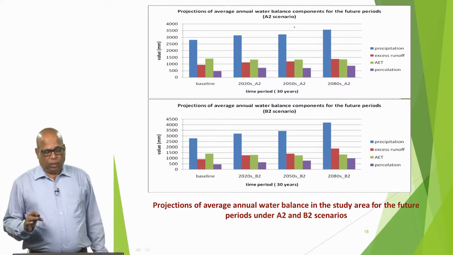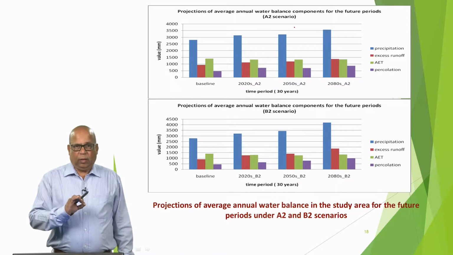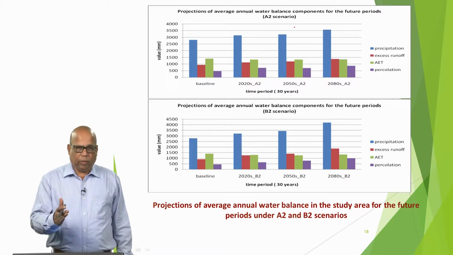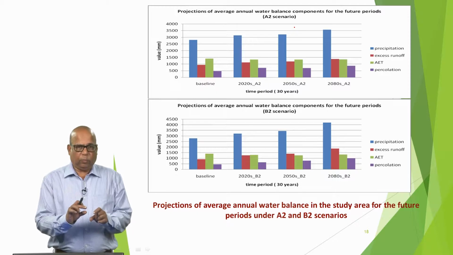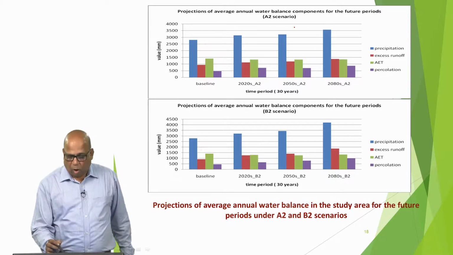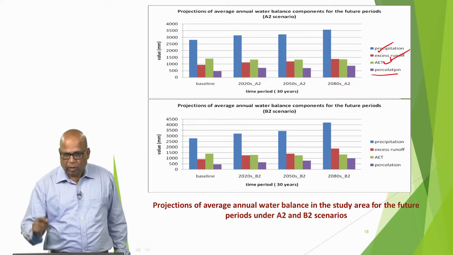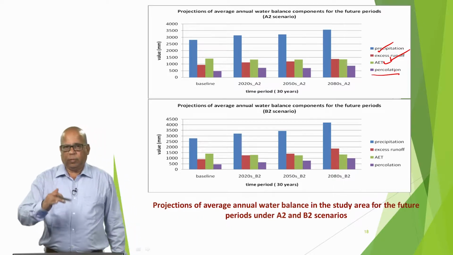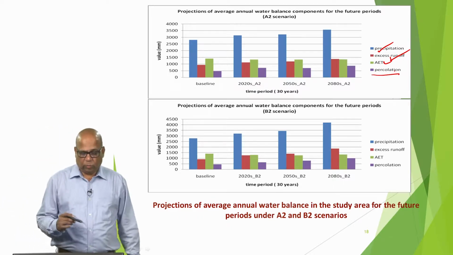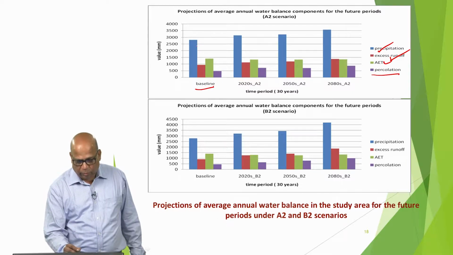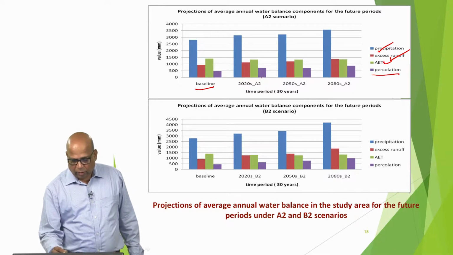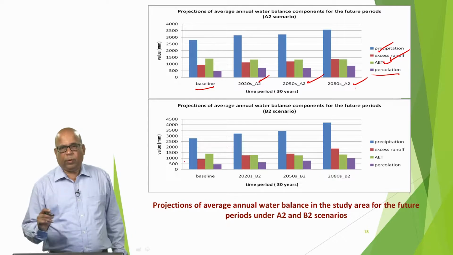But what is important to realize is it is not just the stream flow that you get. You calibrated the model with respect to the stream flow, but you also get, with respect to the historical period, all the water components. For example, excess runoff, precipitation, how it has changed, the actual evapotranspiration, how it has changed, how the percolation has changed. Percolation also governs the recharge to some extent. So, this is the baseline observed period, and this is for the A2 scenario. This is 2050 A2, 2080 A2, etc. So, all of these details you will be able to get.